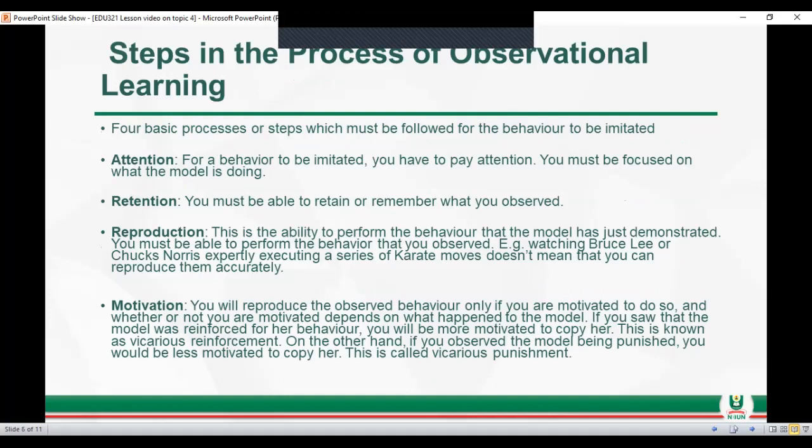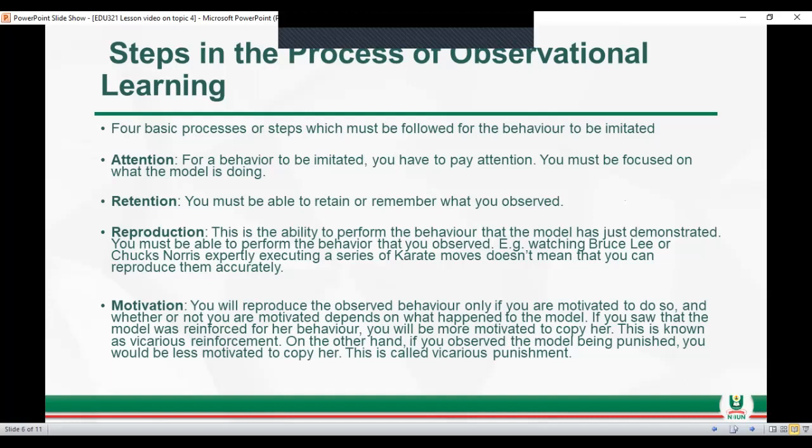Yes, observing people, watching them, and then imitating their actions. Although individuals can imitate actions, it's not automatic that when you see someone, you will automatically imitate that action. Bandura maintained that there are 4 basic processes or steps which must be followed for the behavior to be imitated.